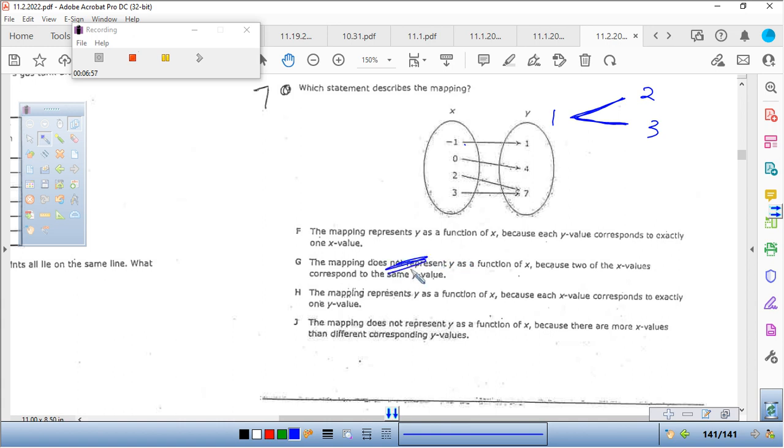So the ones that say not a function are out. The ones that say function are what we want. Then you see how they put y and then x? No, it has to be x and then y. So H is the answer.